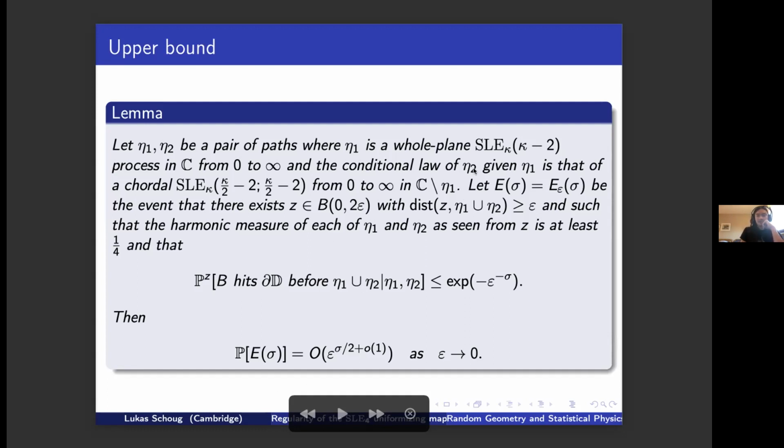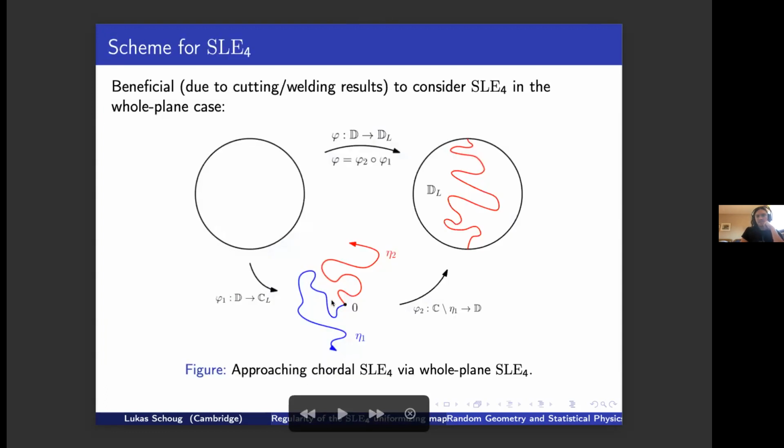So this is basically just text telling us how to sample our whole plane SLE, and then the SLE4 after that. And then we just let E be the event that there is some point z close to the curve, so close to 0 here, but not too close to the curve. So it's within distance 2 epsilon, but at least distance epsilon from the curve. And it needs to have harmonic measure at least 1/4 on each of the sides. So basically this amounts to saying that the point lies somewhere in the middle between these two curves, but not super close to this curve or super close to that curve. So it should have, not equally likely, but somehow the same order of probability of hitting the red one as the blue one.